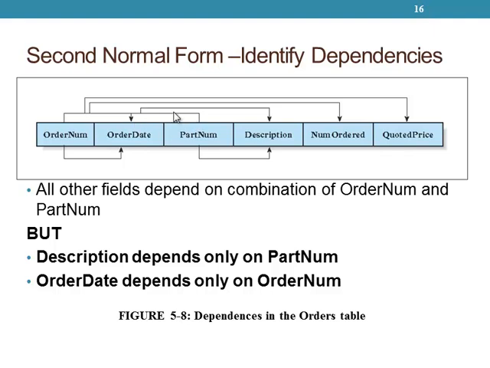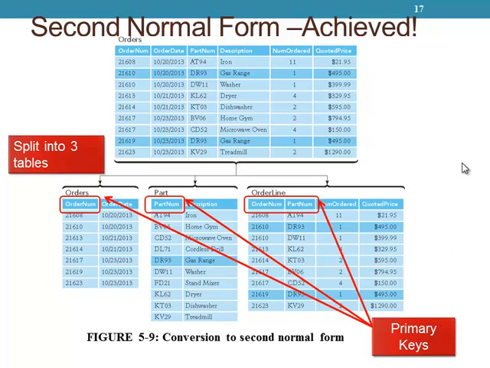So when you look at this, all of these other fields depend on a combination of the order num and the part num, but description depends only on part num, and order date depends only on order num. So those are two fields that we want to pull out and put into separate tables. And here's how it looks. This would be your original table, not in second normal form.